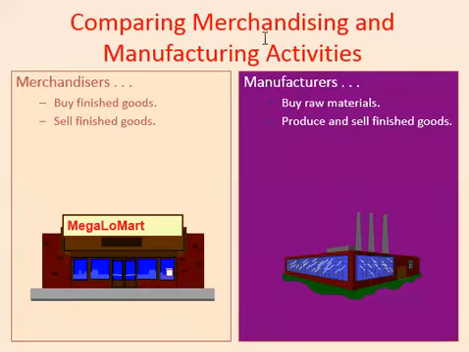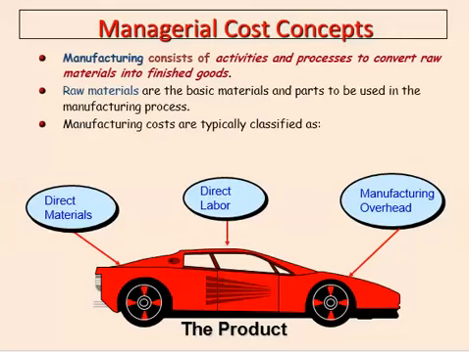Now, let's compare merchandising and manufacturing companies. So a merchandiser buys finished goods and they sell them. So they just buy something that's ready to go and they turn around, mark it up, and sell it. Manufacturers, on the other hand, buy raw materials and they have to convert those raw materials into finished goods before they can actually sell them. Now, there's some fundamental cost concepts here with manufacturing that I'd like to talk about. I mentioned a minute ago that manufacturing consists of processing raw materials into finished goods. So the raw materials are going to be the basic materials and parts that we use in our manufacturing process.